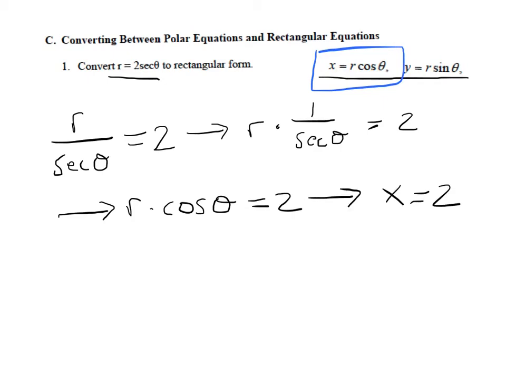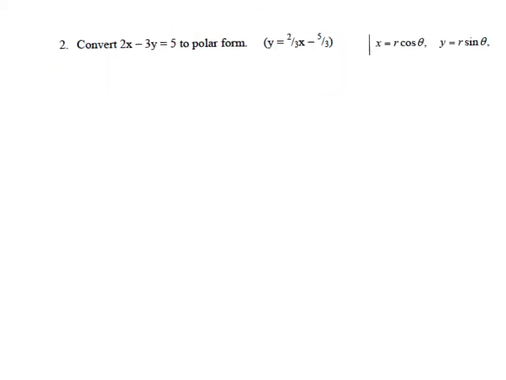It's now in rectangular form, and what that means is that the original that we started with really is just a vertical line at x equals 2. Those are the same exact graphs. I'll show you in class that that is true, but beyond that, don't worry too much about these types of questions. Okay, and then the last one is how do we convert from rectangular to polar?